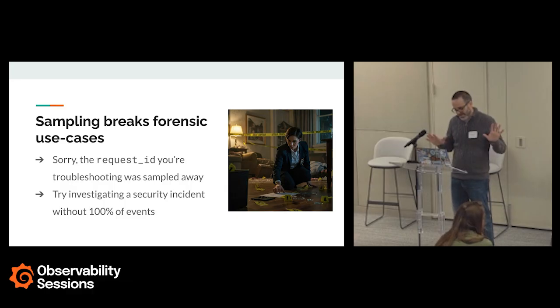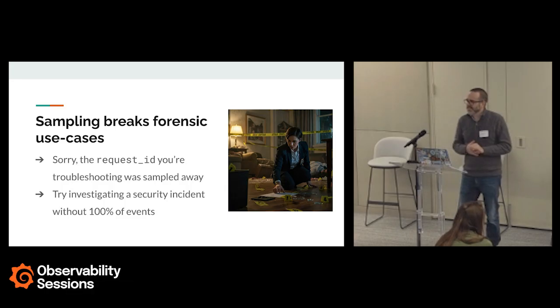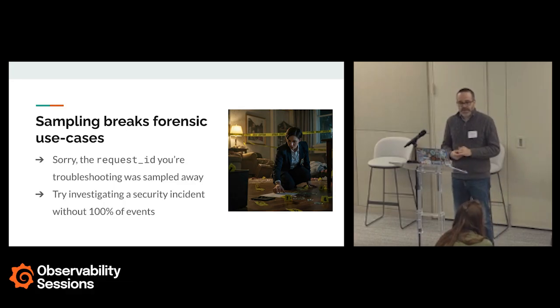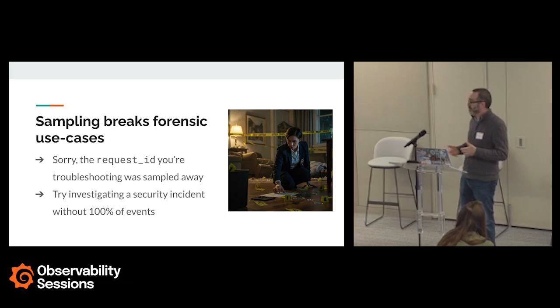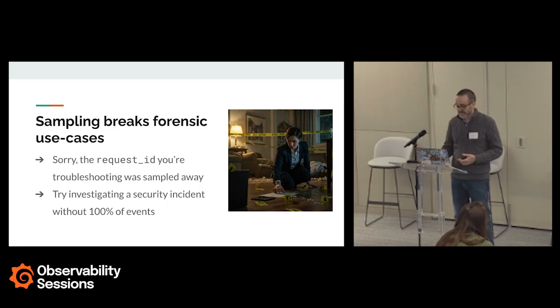And luckily, this hasn't happened to us. I say luckily, but we take security very seriously, obviously. But if we were trying to investigate an actual incident where we had a breach or something, could you imagine trying to do that with sample data on your security audit logs? You really need 100% of those logs.